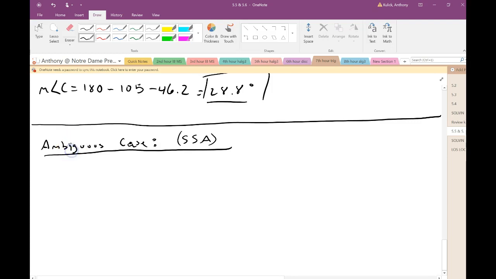So this is the ambiguous case. Why do we call it ambiguous case? Because you can get more than one answer in this situation. In order to make sense of this explanation, we have to recall a fact from geometry: leg plus leg must be greater than the hypotenuse.